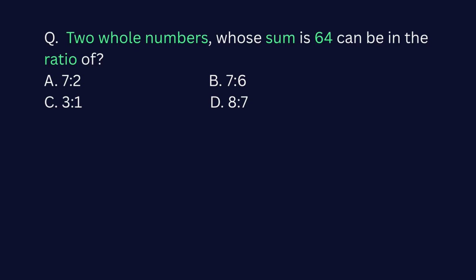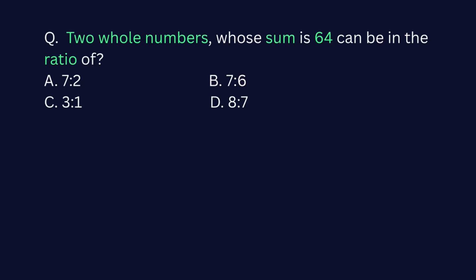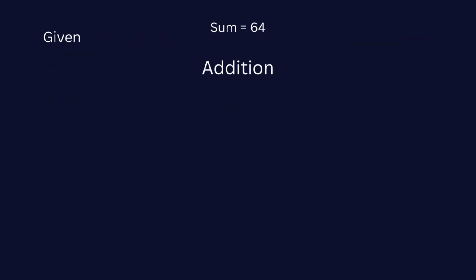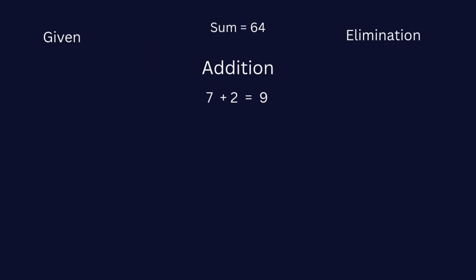Two whole numbers whose sum is 64 can be in the ratio of: option A, 7:2; B, 7:6; C, 3:1; or D, 8:7. We are given the sum equal to 64. So from the question, we need to add two unknown numbers, x plus y, which gives me 64. If you look at our options, we can try option A, 7:2. If I add 7 plus 2, that will give me 9.